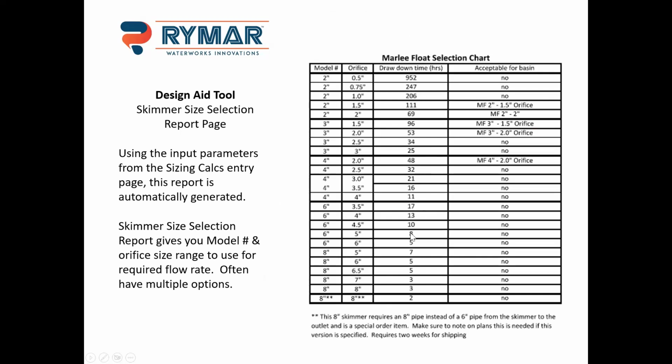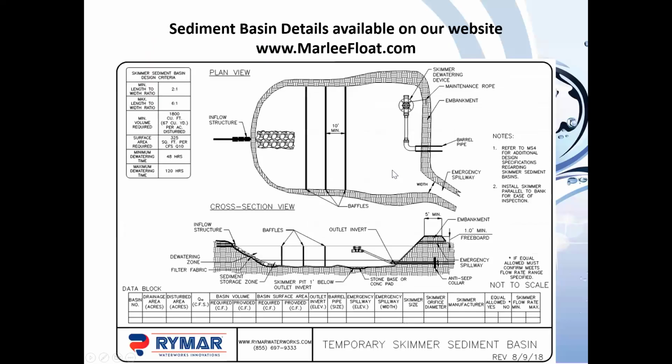It's actually going to tell you the drawdown time in hours for all skimmers. So you see in this, on that 13,500 cubic foot volume, our smallest skimmer would take 952 hours. Our largest skimmer would drain it in 2 hours. So a huge range of time there. In this case, I would probably select our 2-inch with a 2-inch orifice, going to be just under 3 days, which is a good target for most. And that's going to be the least expensive of the options and also a good time frame. So as the engineer, you pick which one you want for your site, but this will tell you all the ones that can meet the time frame range that you specify.